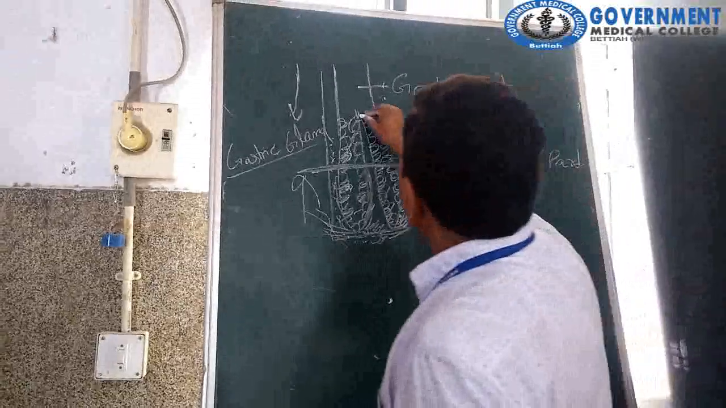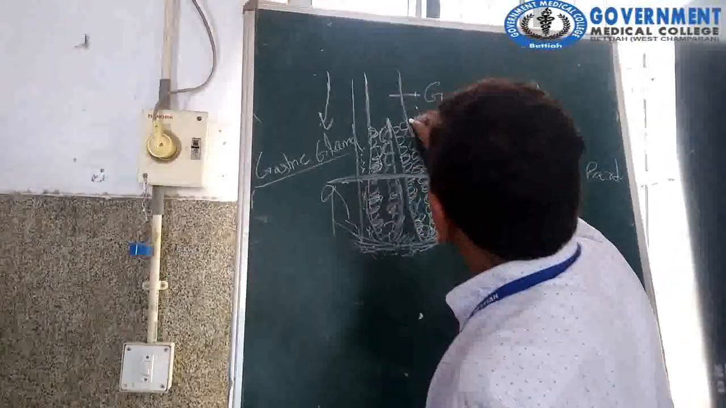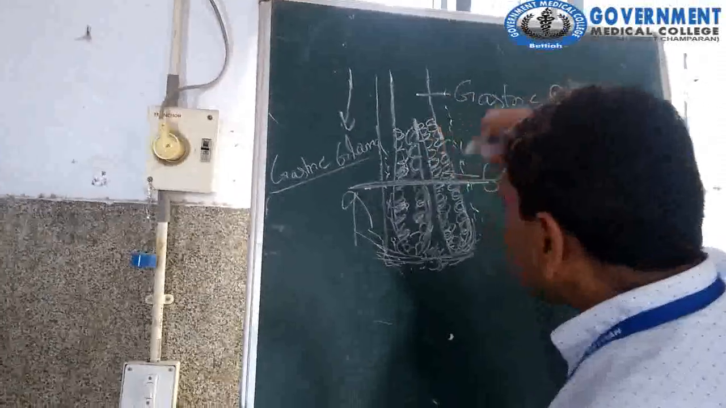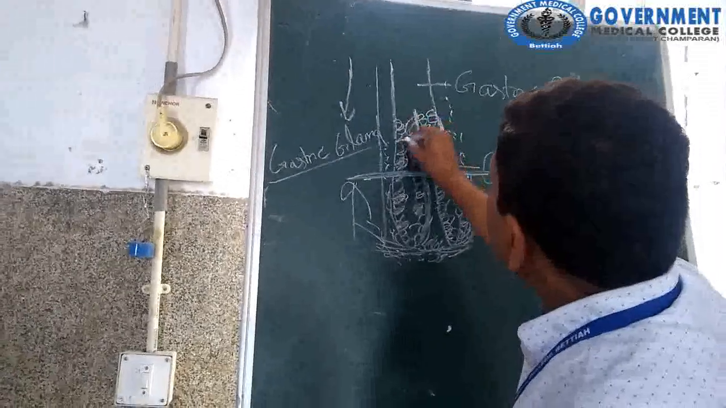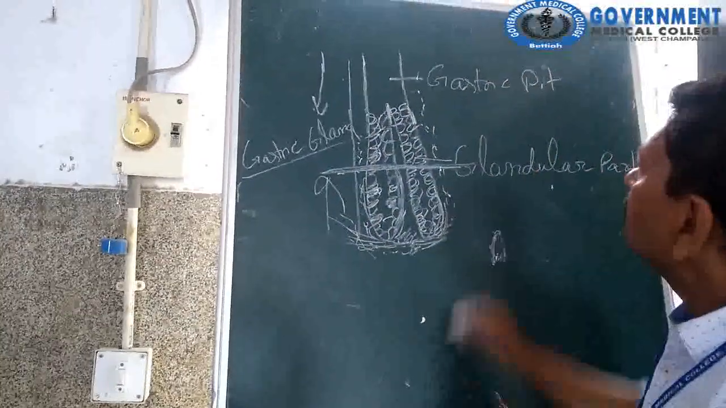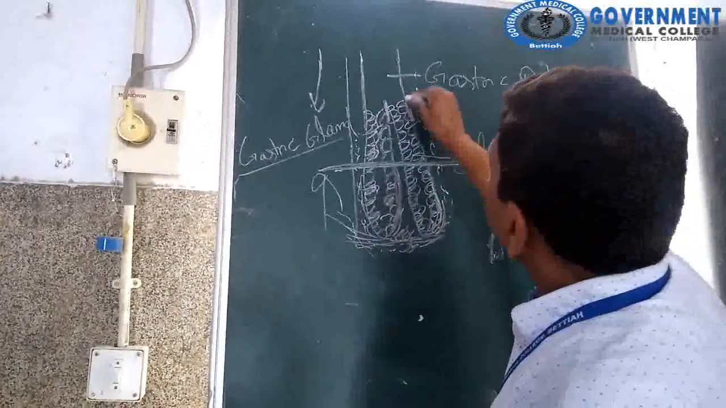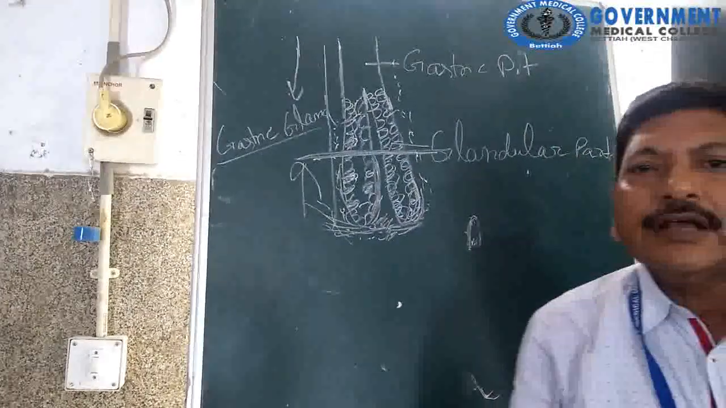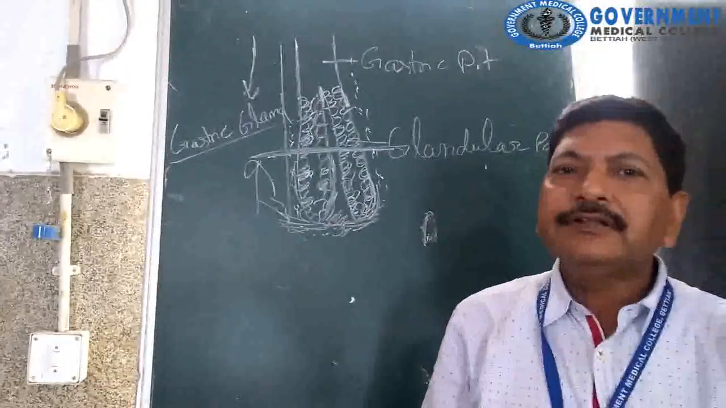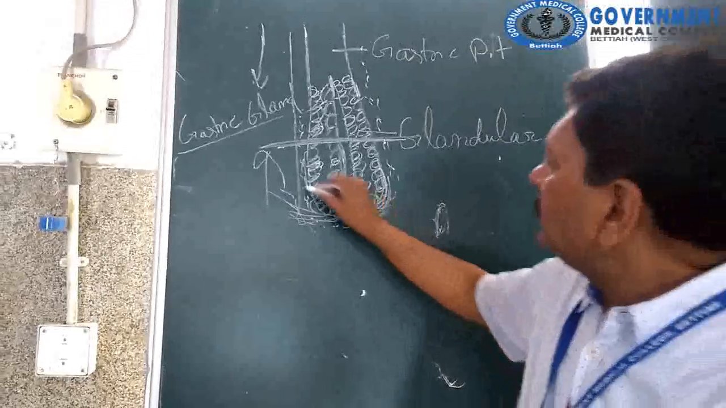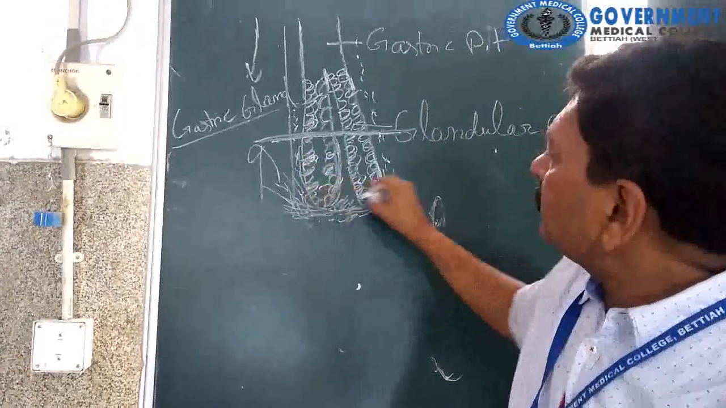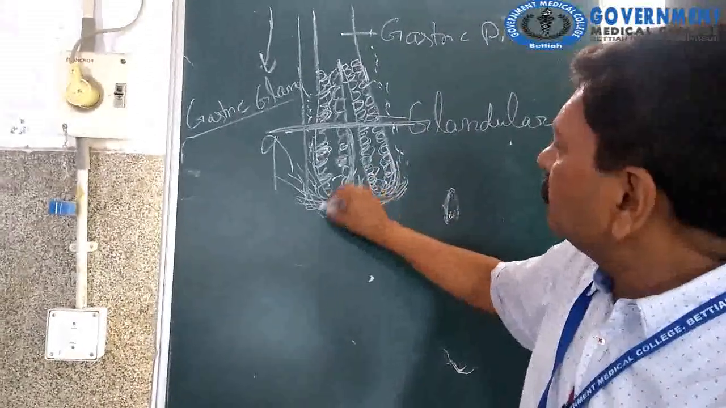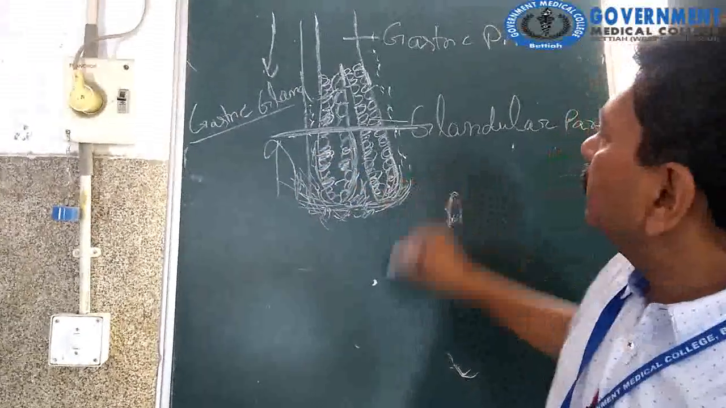Mucous neck cells. Near the neck of these glands, there are plenty of mucous neck cells. It is also tall columnar. It secretes mucus so that the mucosa of the stomach is coated with mucus. It is protective in nature. It protects from hydrochloric acid so that damage of the mucosa may be prevented.